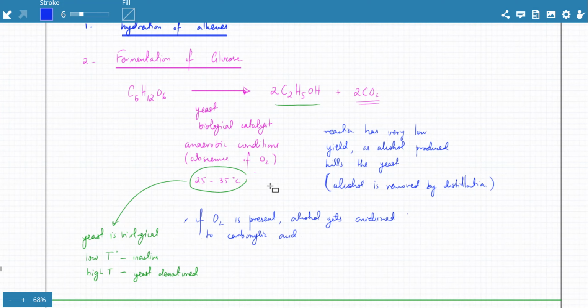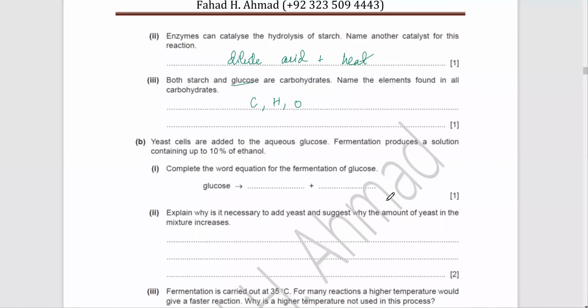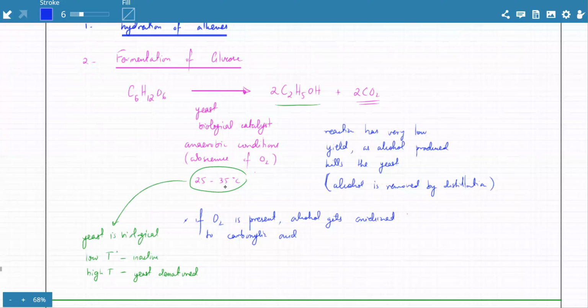And oxygen, there should be no oxygen because in the presence of oxygen, the alcohol gets oxidized to carboxylic acid. So you get carboxylic acid instead of the alcohol. And so next, over here you're going to add ethanol and, what was the other thing? It was carbon dioxide.